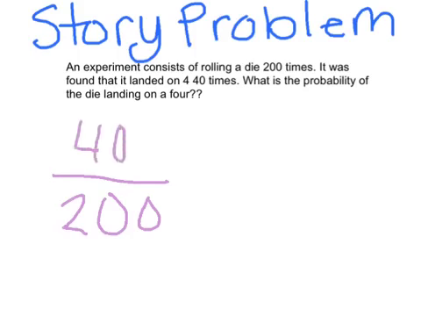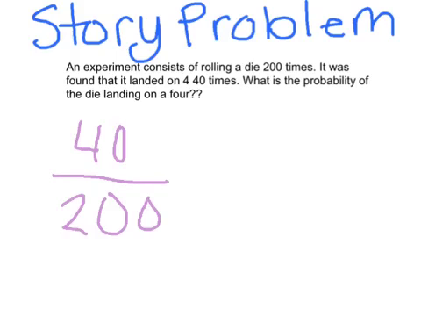First, we need to set up our fraction. The denominator is the total. The total in this experiment is 200 because that is the amount of times the die was rolled overall. The numerator is the amount of times 4 occurred out of the 200 rolls. 40 becomes our numerator and our fraction becomes 40 over 200.